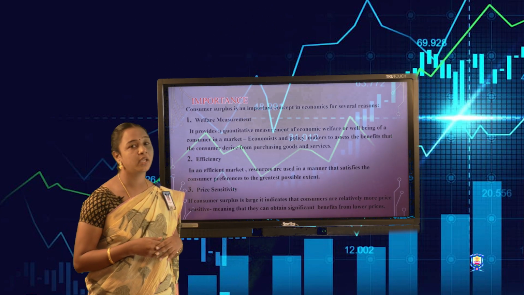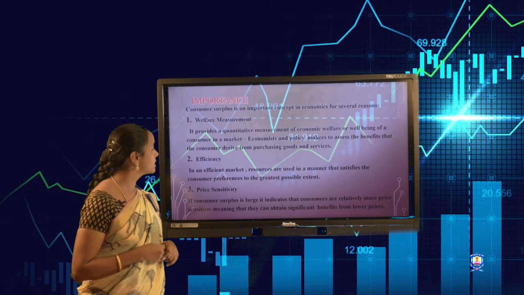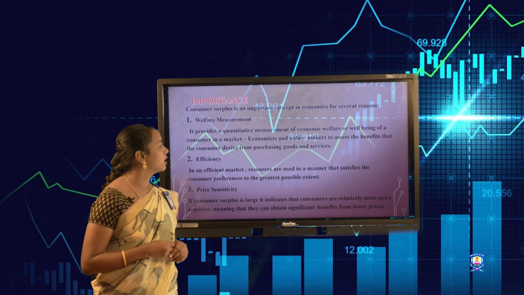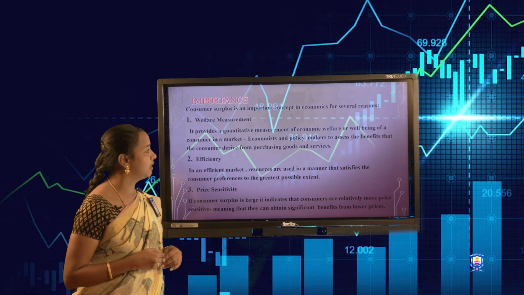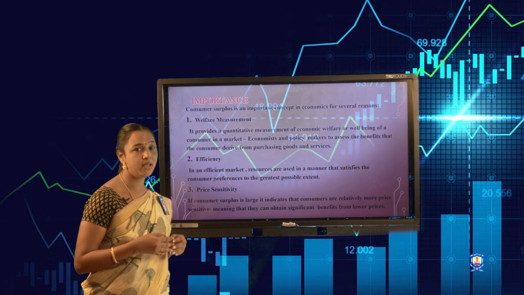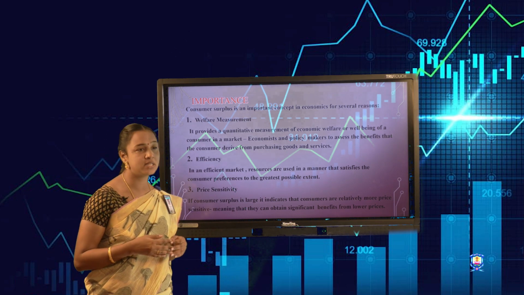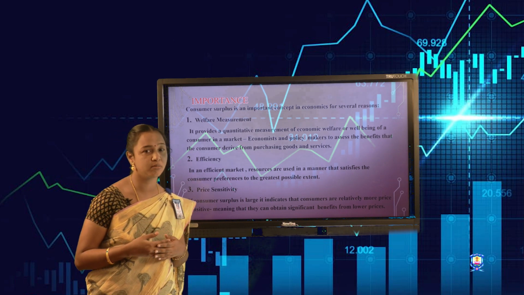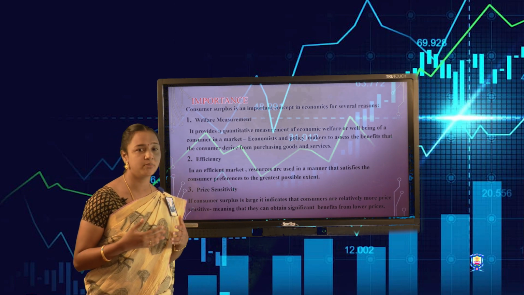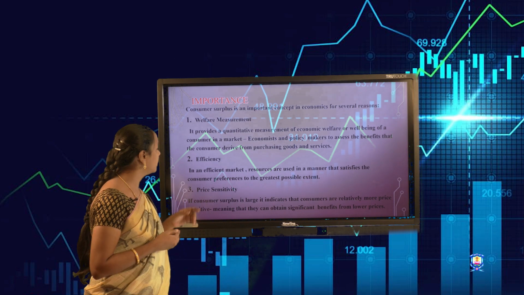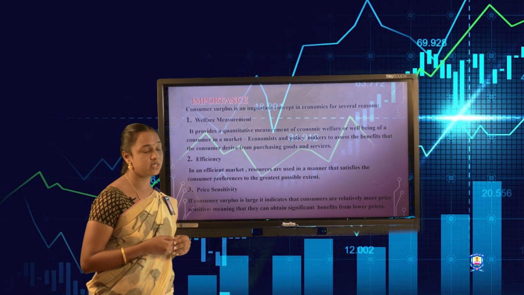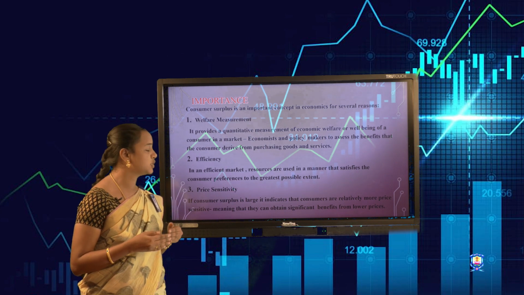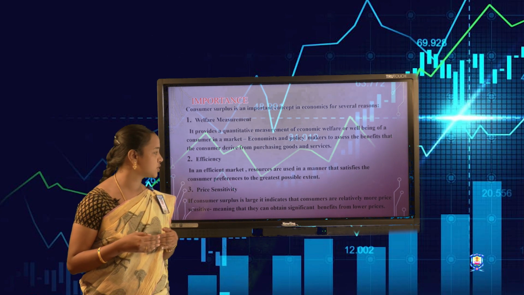Next, we move on to the importance of the concept of consumer surplus. The first important point is welfare measurement. It provides a quantitative measurement of economic welfare or well-being of a consumer in a market. It helps the economist and policy maker to assess the benefits that the consumer derives from purchasing goods and services. Next important point is efficiency. In an efficient market, resources are used in a manner that satisfies the consumer preference to the greatest possible extent.